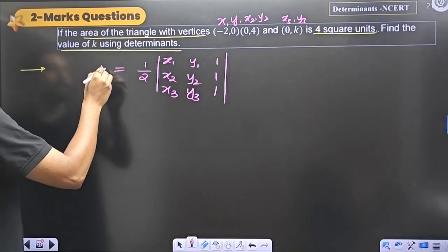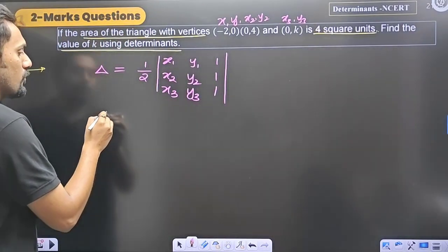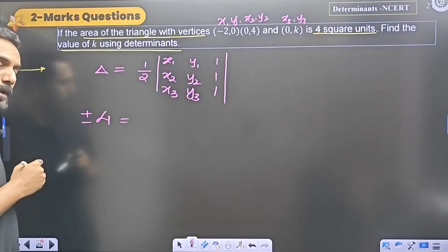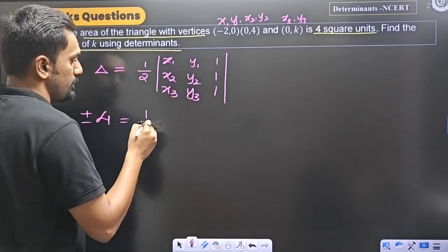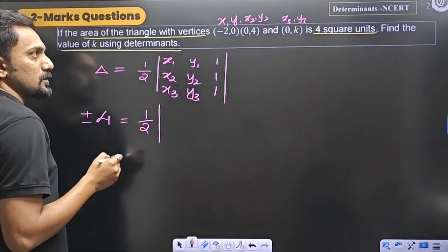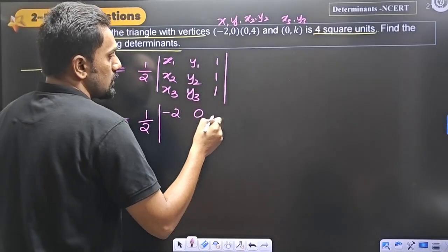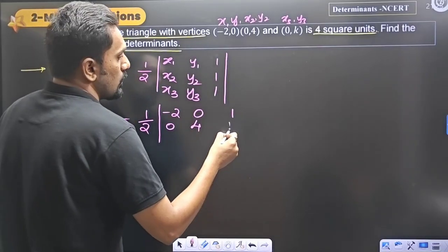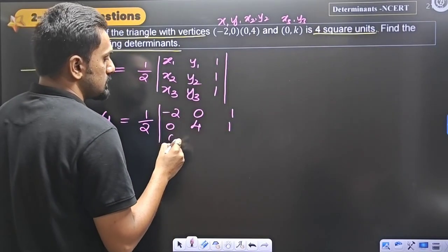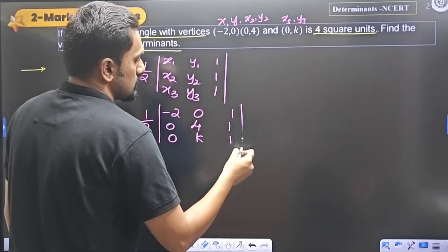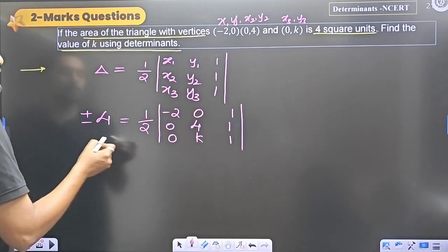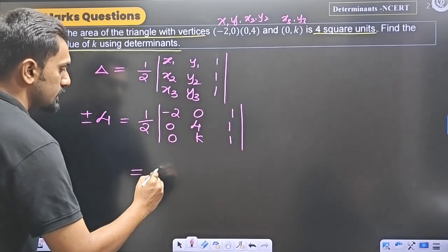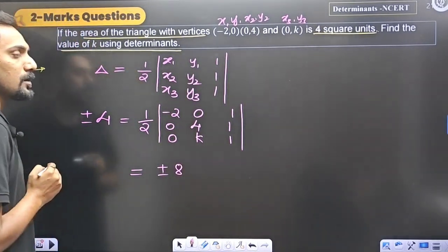Okay, already area ಕೊಟ್ಬಿಟ್ಟಾನೆ, area ಎಷ್ಟು ಕೊಟ್ಟಾನ 4 square units. Okay, 4 square units ಅಂದ್ರೆ we have to consider positive and negative value for the area. Then what is x1 y1? Minus 2 0 1. And what is x2 y2? 0 4 1. And what is x3 y3? 0 k 1. Okay, if I shift this 2 to this side, then it becomes plus or minus 8. ದಿಸ್ ವಿಲ್ ಬಿ ಪ್ಲಸ್ ಆರ್ ಮೈನಸ್ 8.